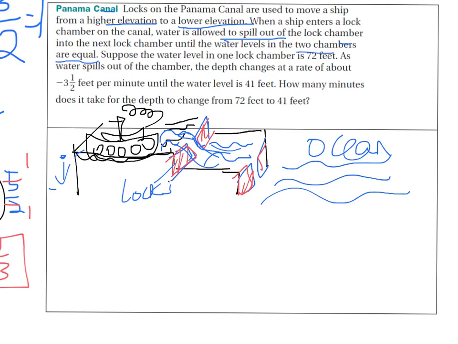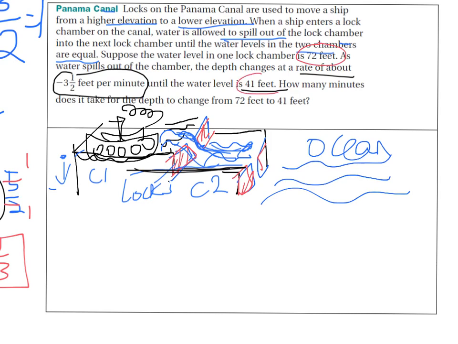Okay, so in order to let this ship flow to the next chamber, here's chamber 1, chamber 2, water needs to spill out so the levels are equal. Let me use a black color so they're equal. Okay, and as water spills out of the chamber, the depth changes at a rate of about 3.5 feet per minute until the water level is 41 feet. Okay, so we're moving from 72 feet and dropping to 41 feet.